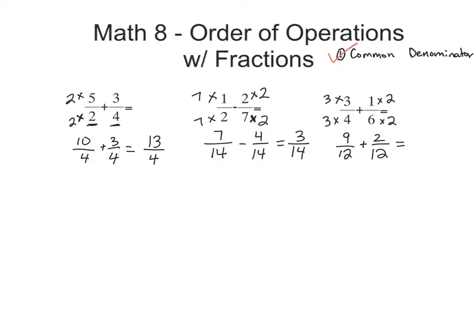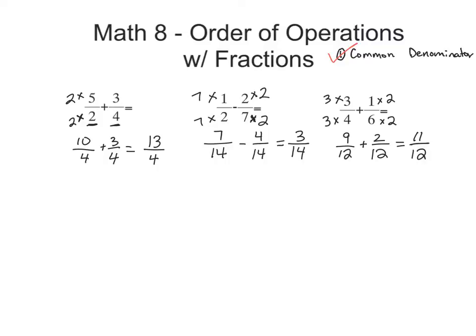Good, we have the same common denominator. And now we do our addition. 9 plus 2 is 11. You keep your denominator the same, and our answer is 11/12.